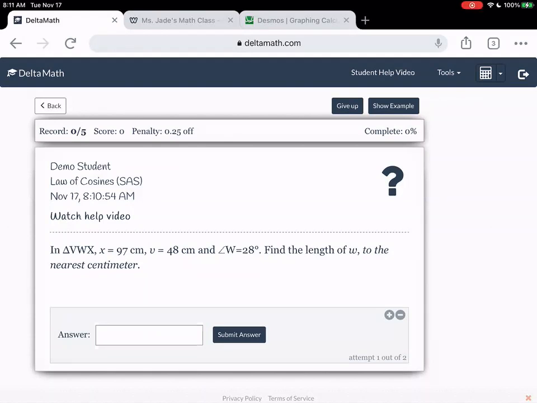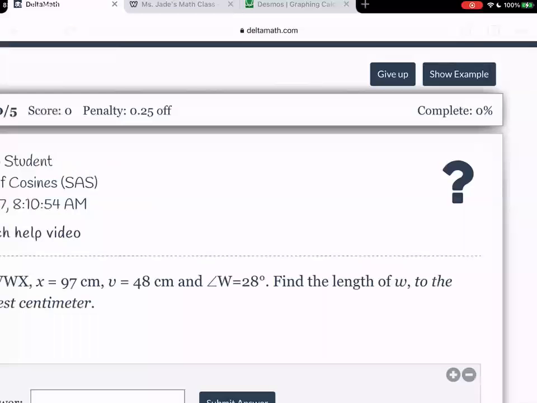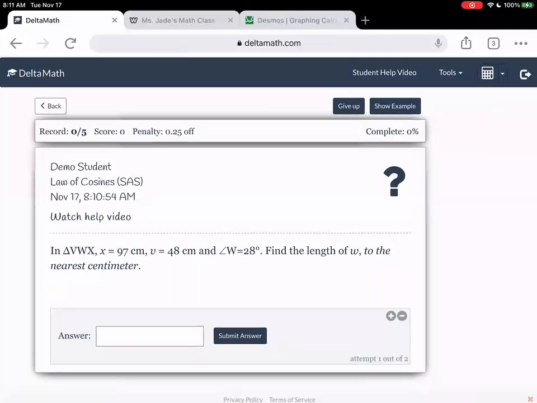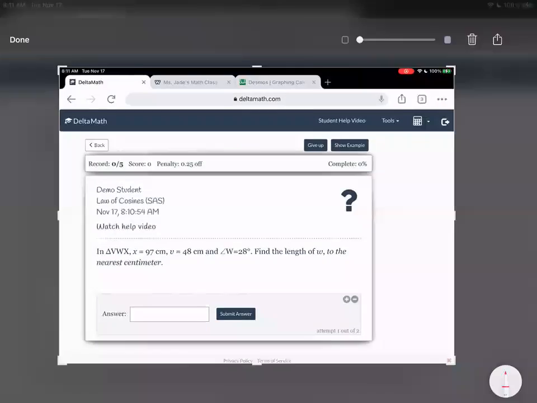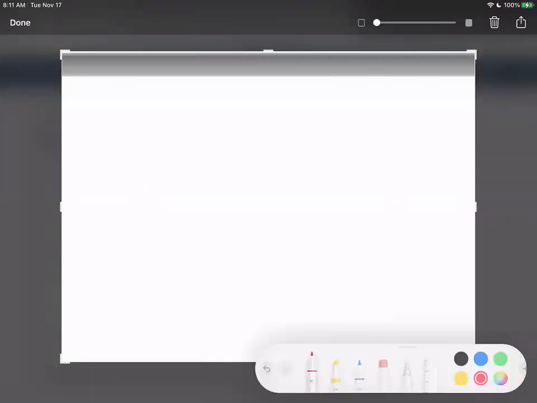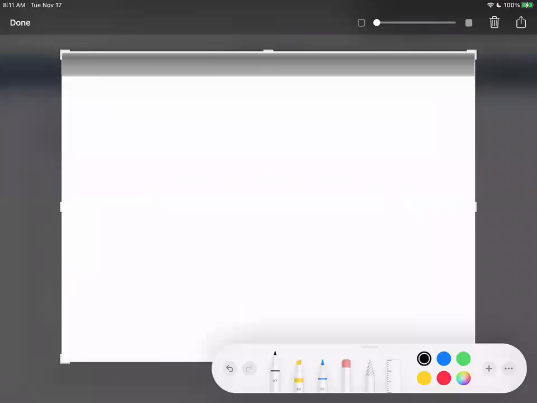I'm gonna give you guys a formula, which is the law of cosines, and I'm just gonna write it over here where I have space. Actually, let me screenshot this first. Okay, now I'll write it here. This is a variation of the Pythagorean theorem, but it's specifically for all types of triangles instead of just right triangles. So the law of cosines is this thing.